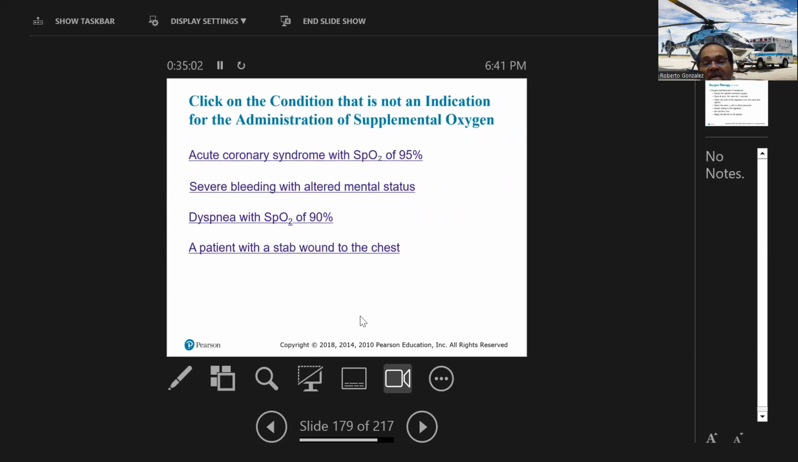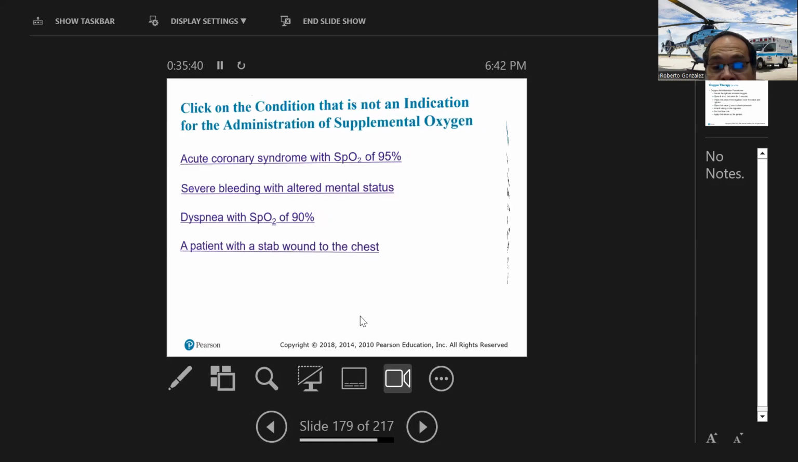Okay, click on the condition that is not an indication for administration of supplemental oxygen. Acute coronary syndrome with an SpO2 level of 95%. Severe bleeding with altered mental status. Dyspnea with SpO2 level of 90%. A patient with a stab wound to the chest. So where wouldn't you give oxygen? With acute coronary syndrome with a blood saturation of 95%. Yeah, because the saturation is 95%, which is still within normal range.